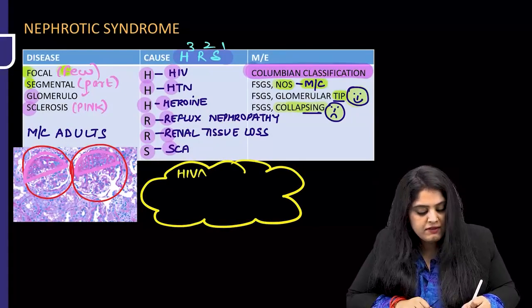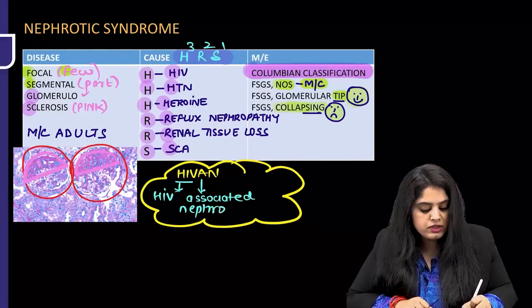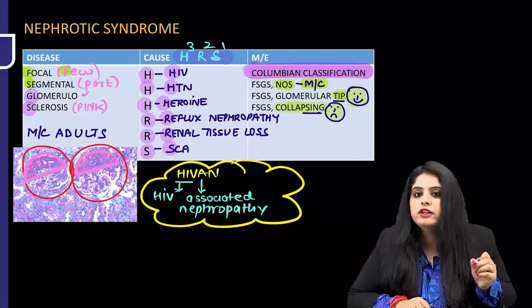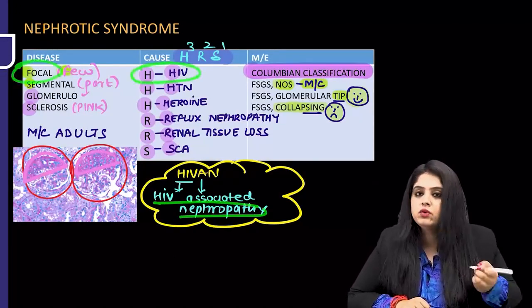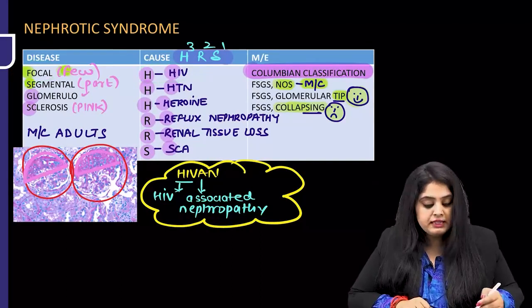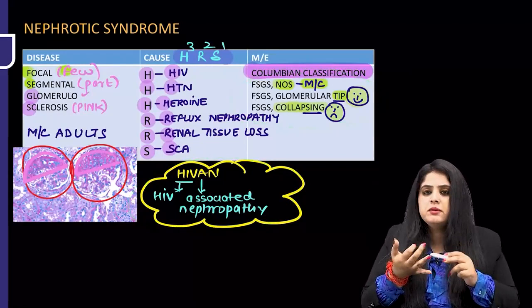So now I'll ask you a question which is very, very important. What is HIVAN? HIVAN you might have not heard, but now you have heard. So HIV, so I know what is HIV, associated nephropathy. HIV associated nephropathy. So the first question in the exam will be HIVAN is what? Don't feel you've never heard it. You have. HIV associated nephropathy kaun sa hai? It is focal segmental glomerulosclerosis. They will ask you which type of focal segmental glomerulosclerosis, NOS, tip or collapsing.